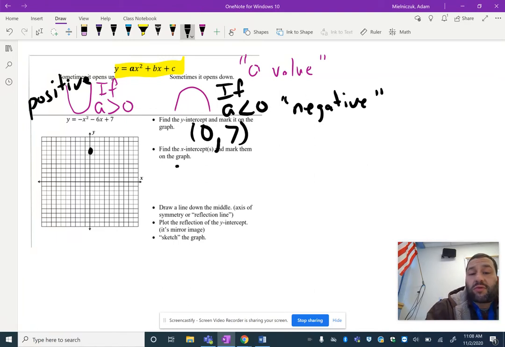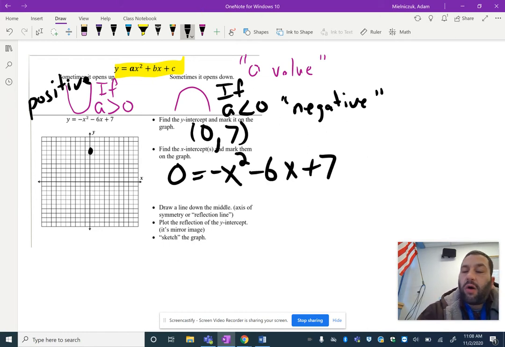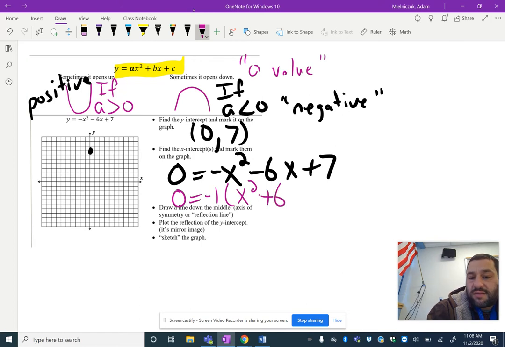The x-intercepts, we're going to say, when does 0 equal negative x squared minus 6x plus 7? I always recommend when factoring that if you have a negative a value, pull that negative value out. So we're going to rewrite this as 0 equals negative 1 times x squared plus 6x minus 7. So notice all the signs changed on the inside.